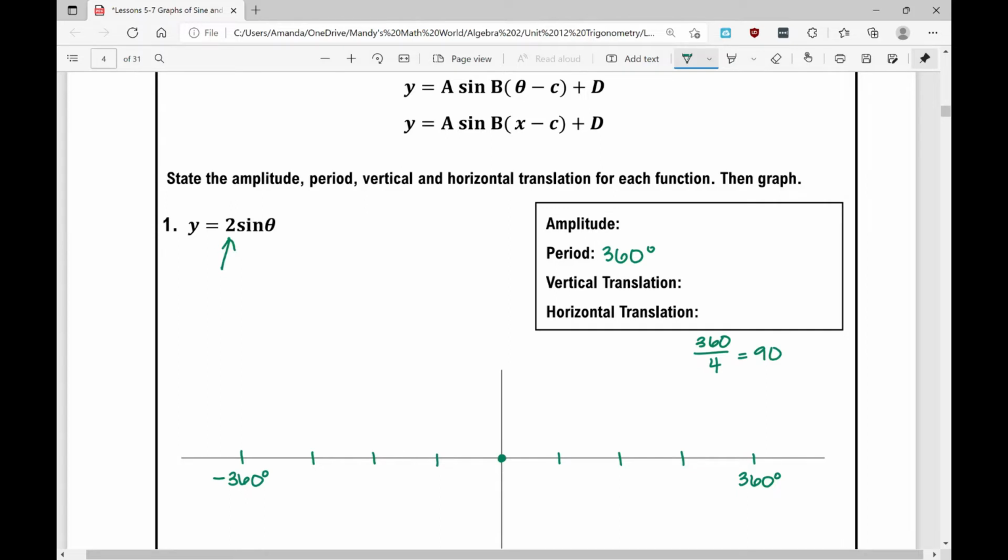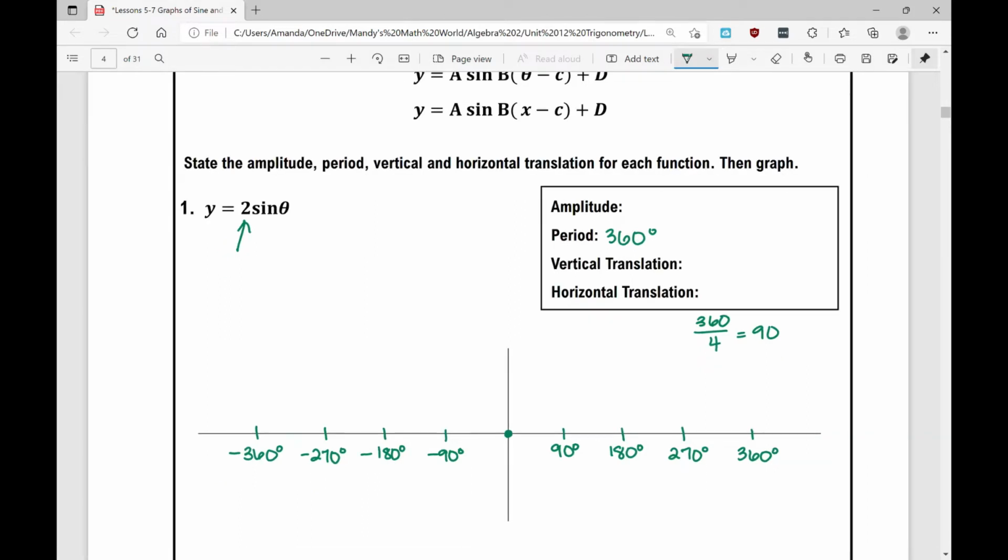So from 0, I go out, there's 90 degrees. Here's 180 degrees. There's 270, and then 360. And then we could go in the negative direction. There's negative 90 degrees, negative 180 degrees, negative 270 degrees, and negative 360 degrees.